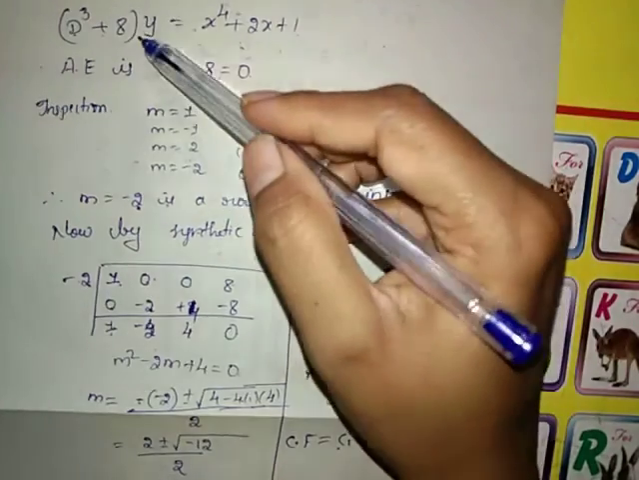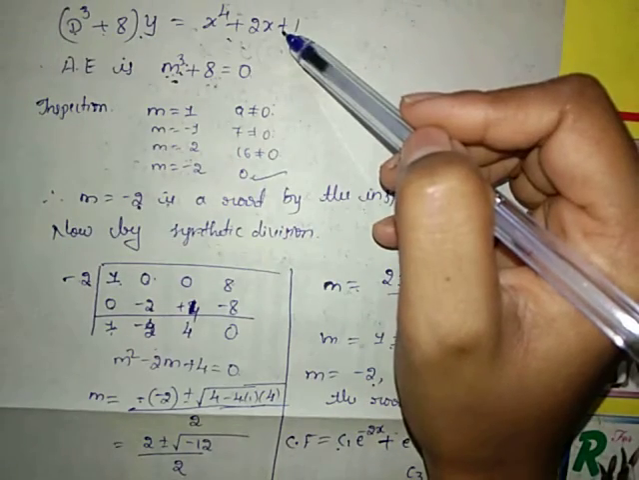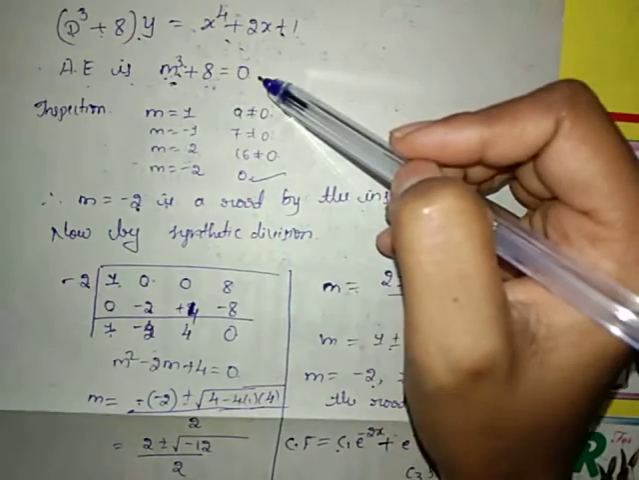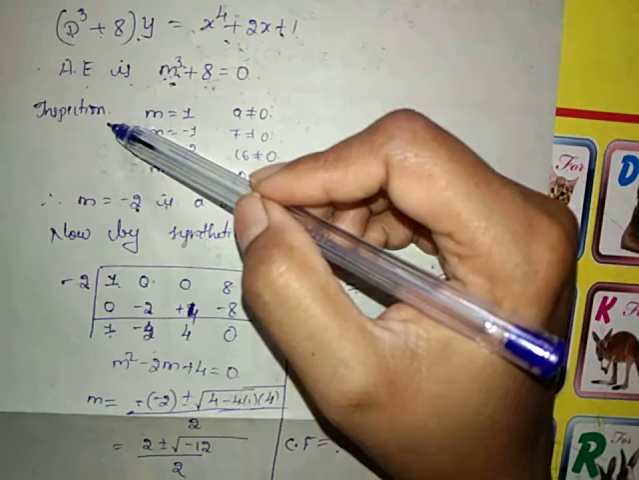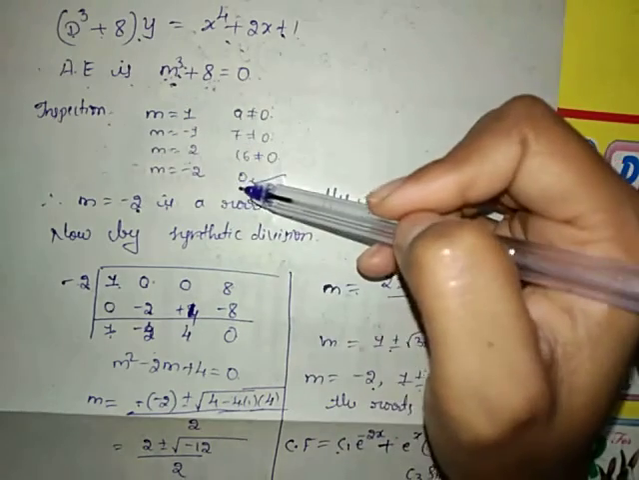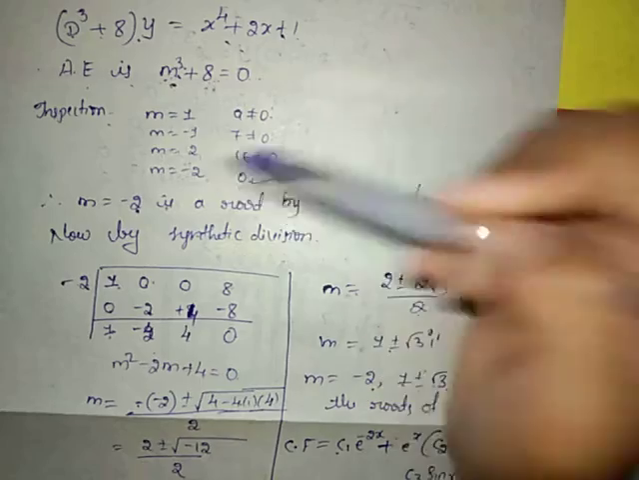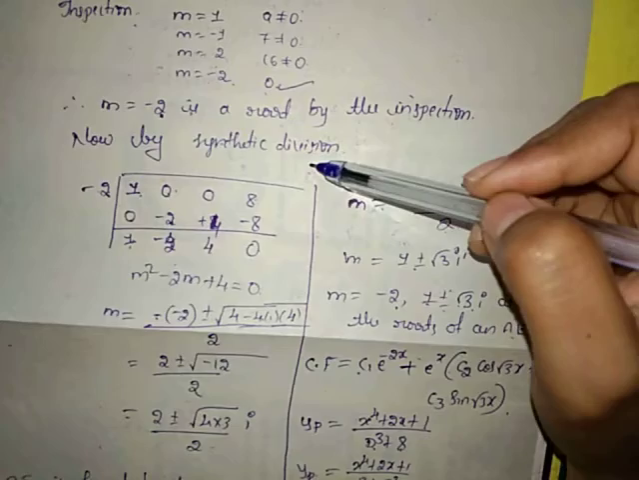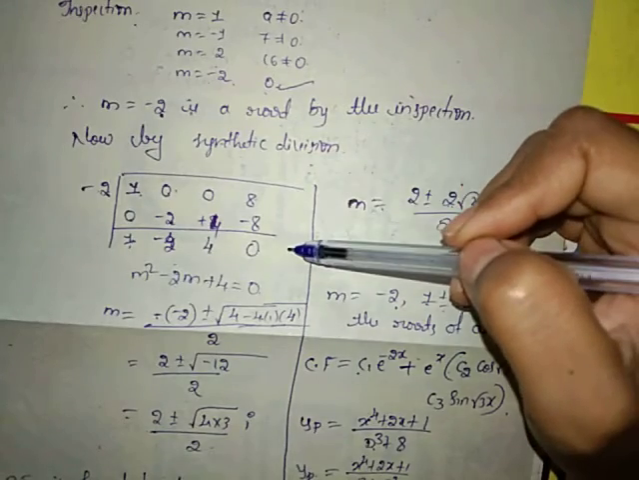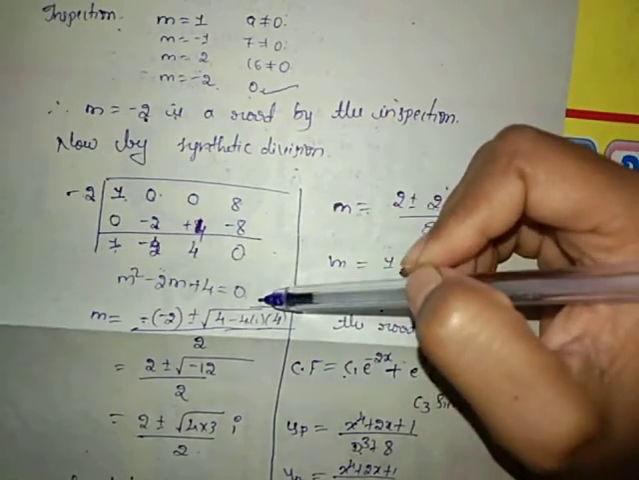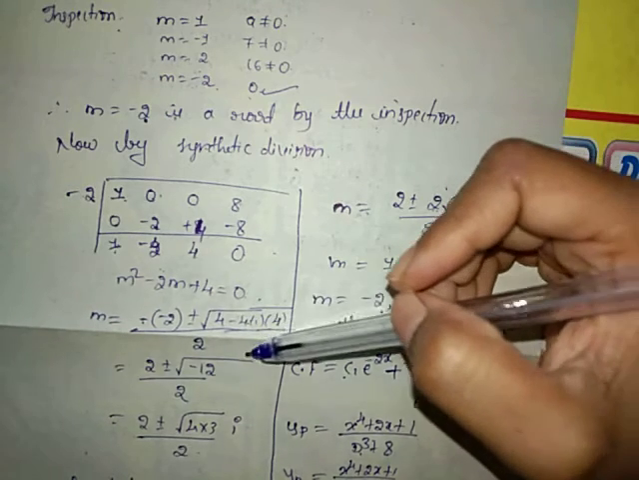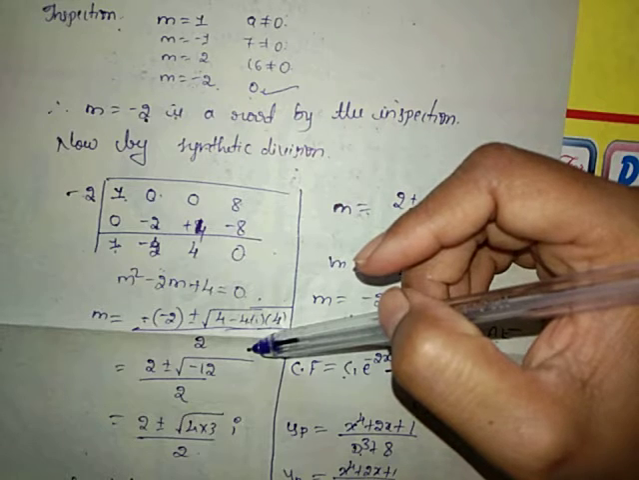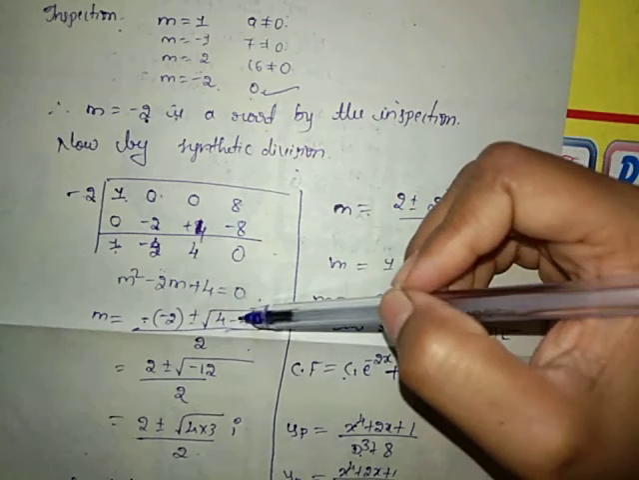So first write down in the form of f of D of y equal to function of x. Then write down the auxiliary equation m cube plus 8. So we have used the inspection method. By the inspection method we got the root m equal to minus 2. Then we move on to the synthetic division method. When we move to the synthetic division, we find the equation m square minus 2m plus 4 equal to 0. And when we go for the formula for finding the roots of the quadratic equation, we just applied that formula here.